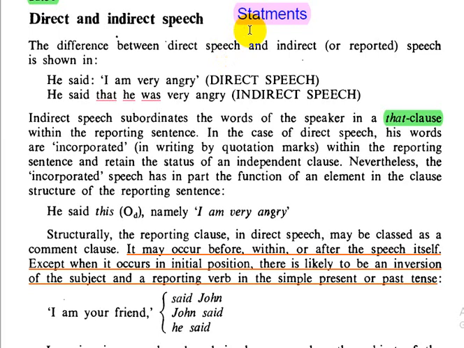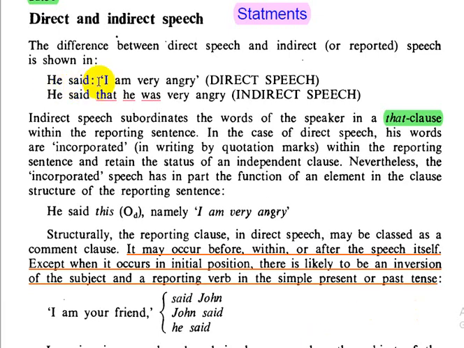Here we have a statement. By statement, we mean that it is not a question, not an exclamation or command. When we have statements, we insert that in order to change the direct into indirect speech. He said that. We change I in order to get rid of the quotation marks.